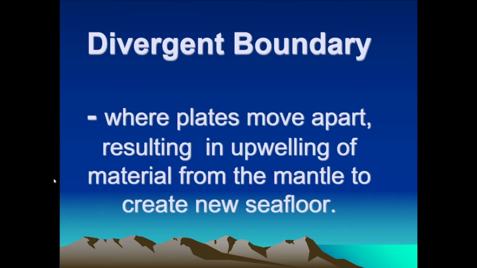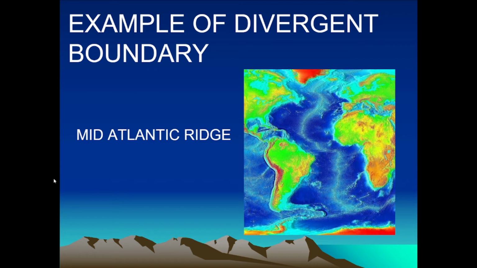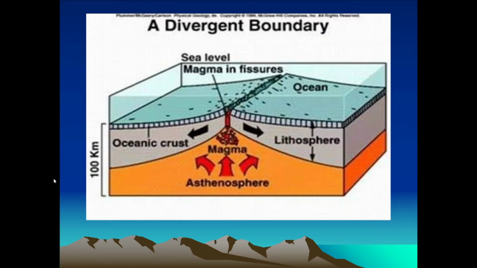First, we have the divergent boundary, where two plates move apart, resulting in a swelling of material from the mantle to create new seafloor. One example of the divergent boundary is the Mid-Atlantic Ridge, where the Eurasian plate that covers all of Europe separates from the North American plate. This is the illustration of a divergent boundary.